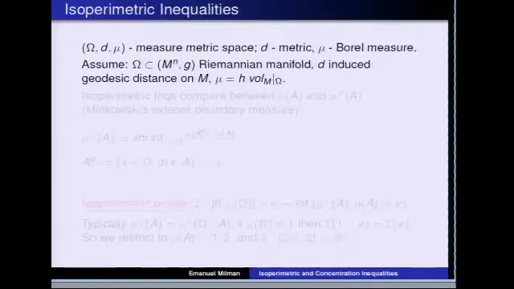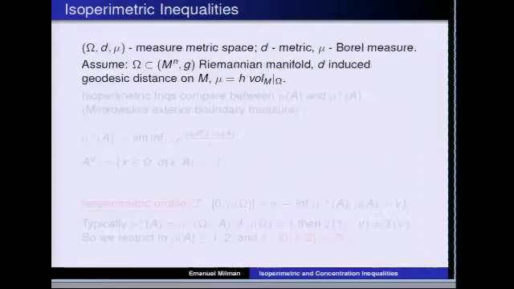Now, just to have a concrete situation in mind, you may imagine that Ω is some subdomain of an n-dimensional Riemannian manifold, let's say a nice manifold: smooth, connected, oriented, complete. And that d is given by the induced geodesic distance on this manifold, just connecting via geodesics. And that our measure μ has a density with respect to the Riemannian volume form on Ω, let's say a nice, smooth density h.